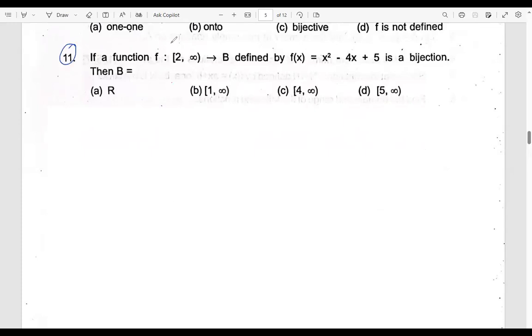In question number 11, f is a function whose domain is from 2 to infinity and range is B. The definition of the function is f(x) = x² − 4x + 5. If it is a bijection, then B is equal to what? That means this is both one-one and onto, so we don't have to find whether it's one-one onto or not.